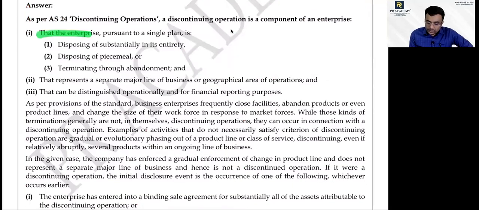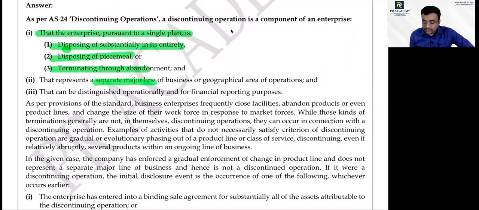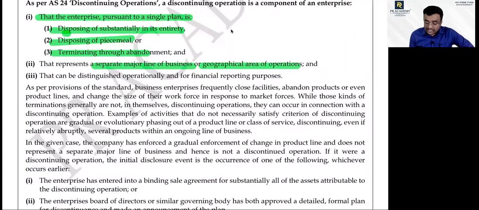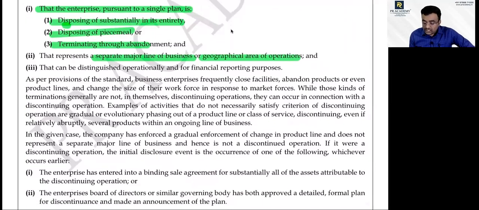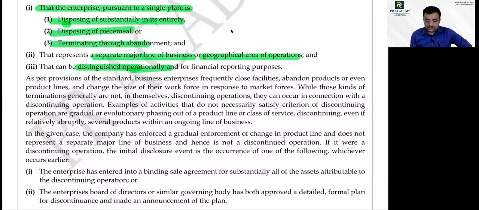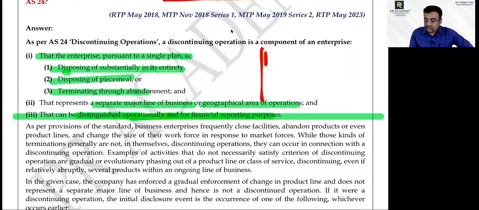That the enterprise, pursuant to a single plan, is disposing of substantially entirely, or terminating through abandonment, that represents a separate major line of business or geographical area of operation that can be distinguished operationally and for financial reporting purposes. In discontinuing operation, since a positive question has come, you keep this as part of your answer.